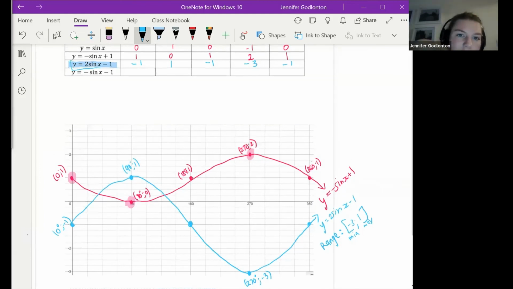Now look at the graph itself. So y equals 2 sine x minus 1. Just looking at that equation, what is my amplitude? What is my A? Yes, your amplitude is 2. Your amplitude is always going to be that A value. So your amplitude is 2.